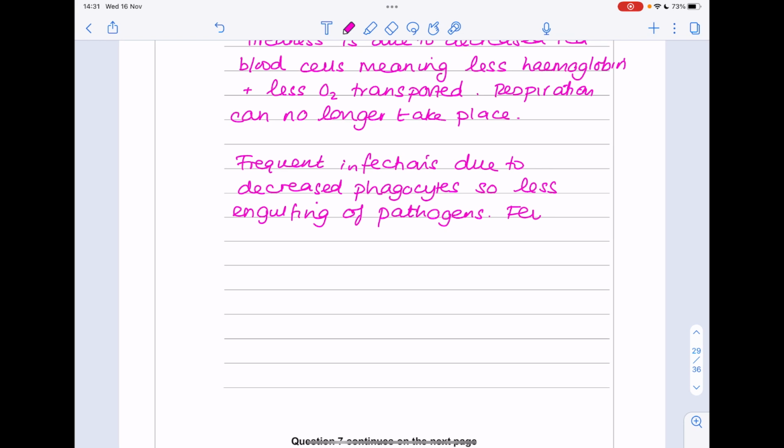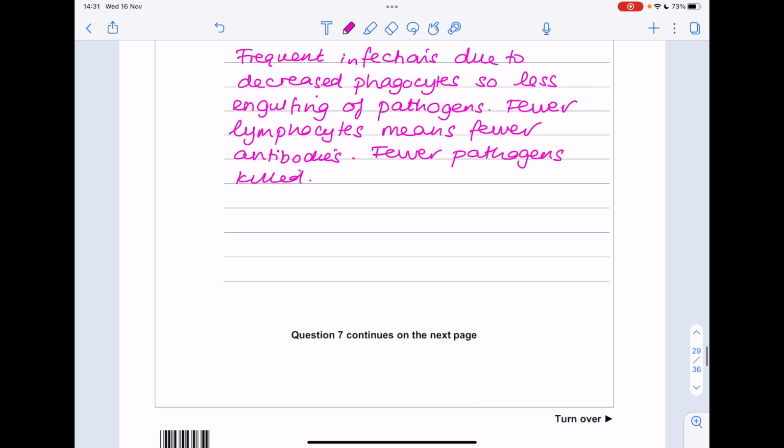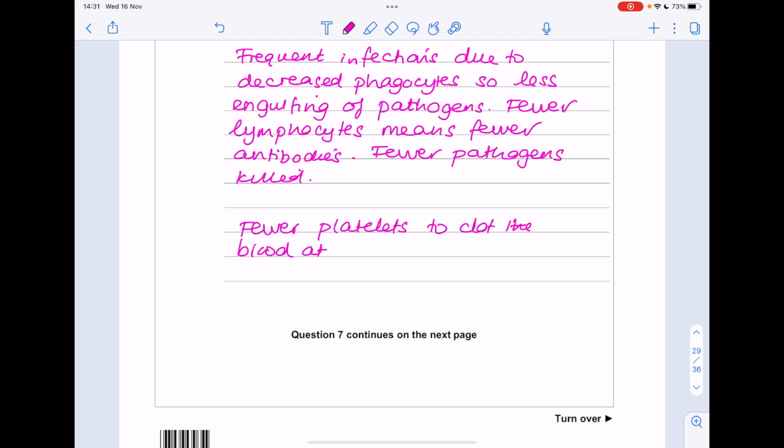You'll also have fewer lymphocytes, and remember lymphocytes release antibodies, and antibodies again fight pathogens. And then lastly, this thing about the skin being cut and continuing to bleed: fewer platelets to clot the blood at the site of a wound.